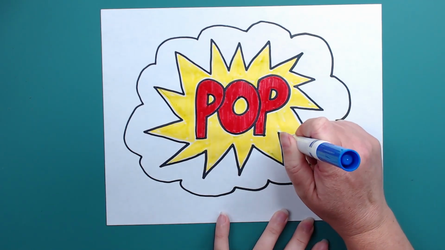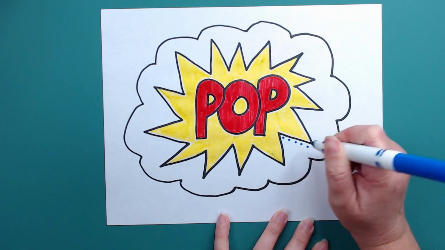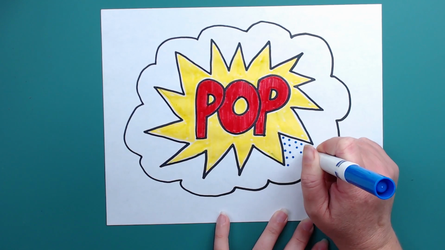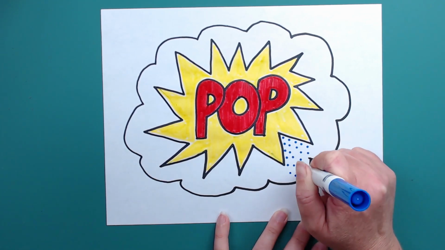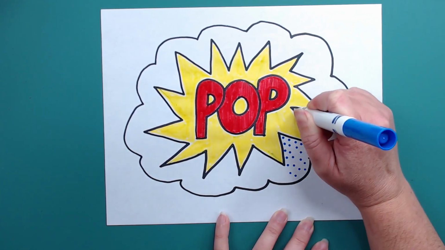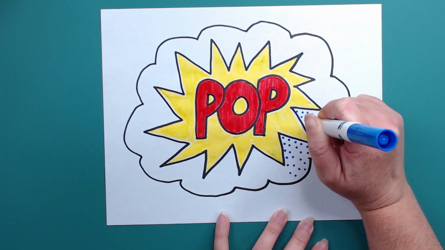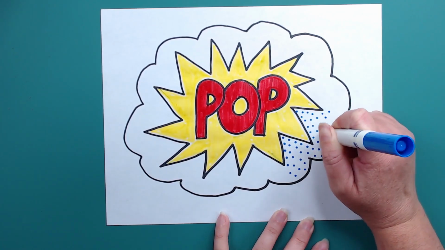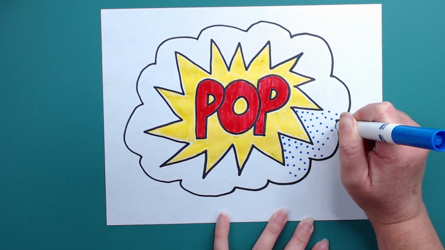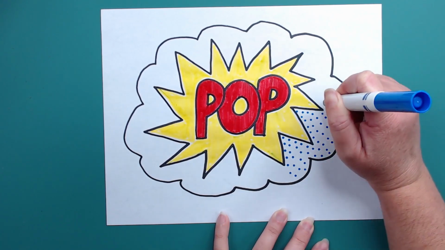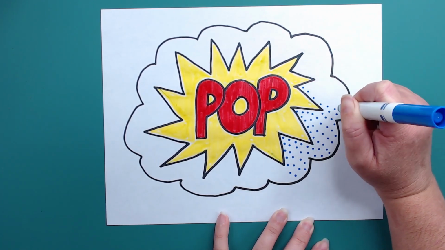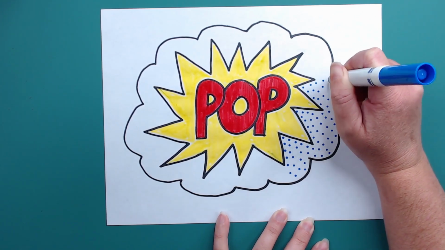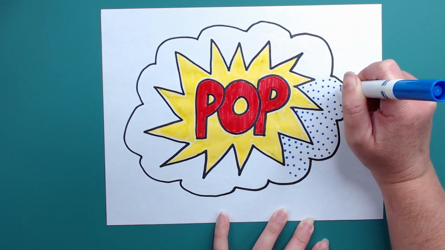And then now that I've used my two primary colors of red and yellow, I'm going to add some blue in, and I'm going to do that in the form of dots because that's another popular thing that was done. And so to add dots, all I'm going to do is push down gently on my marker. And I'm just going to fill this cloud in with dots, kind of evenly spaced.